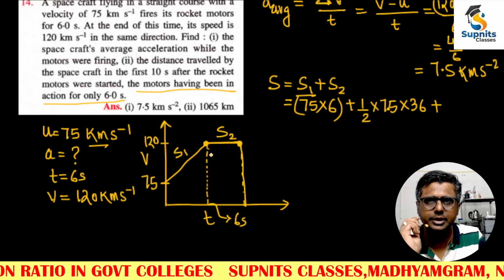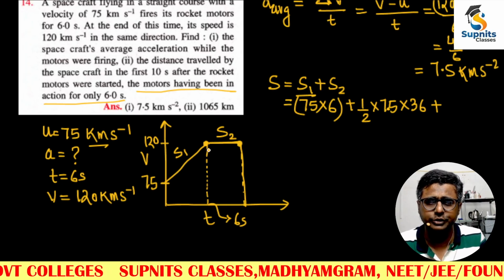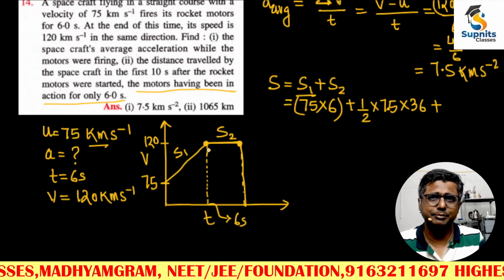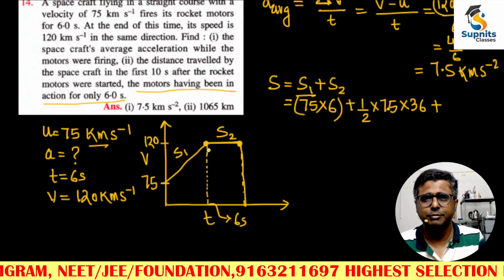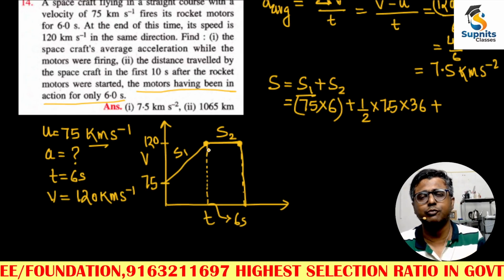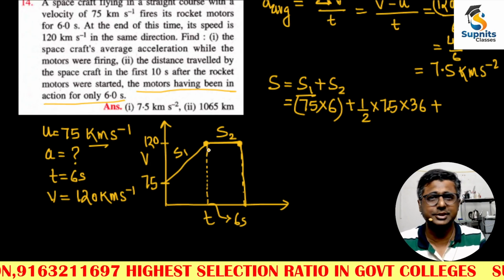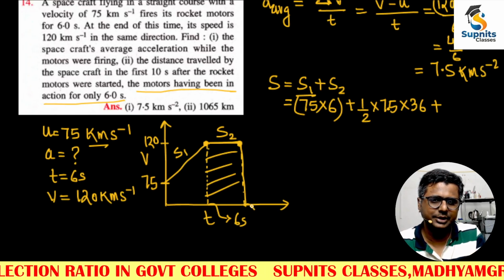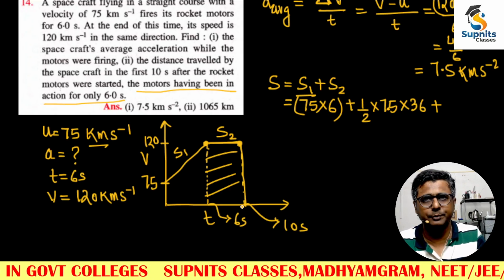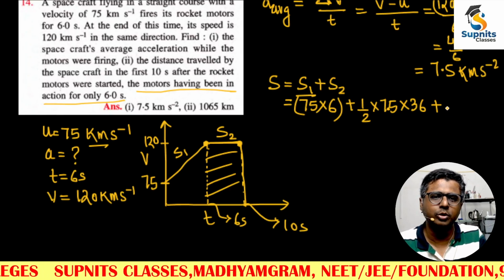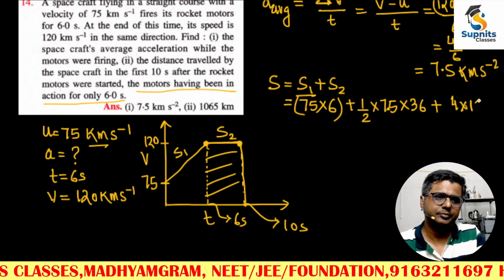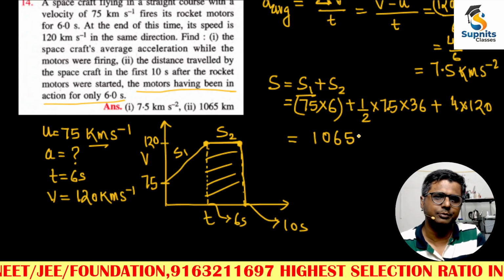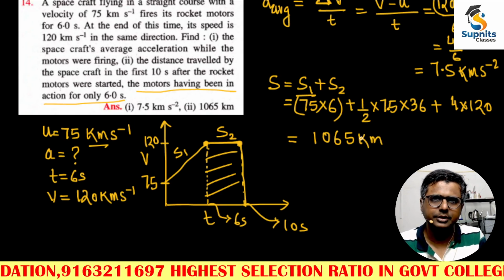S2 is not accelerated motion, there is no acceleration. So in S2 it is a uniform velocity or uniform speed. When there is uniform velocity, you can calculate distance by using a very simple formula, that is speed into time. What is the constant speed at this point? The constant speed is 120 km per second, and that has been in operation for the last 4 seconds, correct? This is 10 seconds, so 10 seconds minus 6 seconds will be 4 seconds. So 4 into 120. If you calculate this total, then you will get 1065 km.